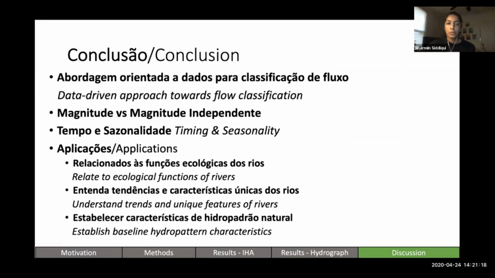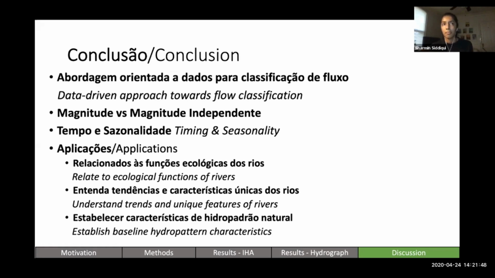So in conclusion, the approach that we have here provides a framework and data-driven approach for classifying flow regimes based on observed data. The clustering that we use includes magnitude and magnitude-independent approaches and is intended explicitly to account for the influence of magnitude in driving flow regime classification, though also finding that when you minimize that influence, other salient features emerge across your rivers and across the basin.